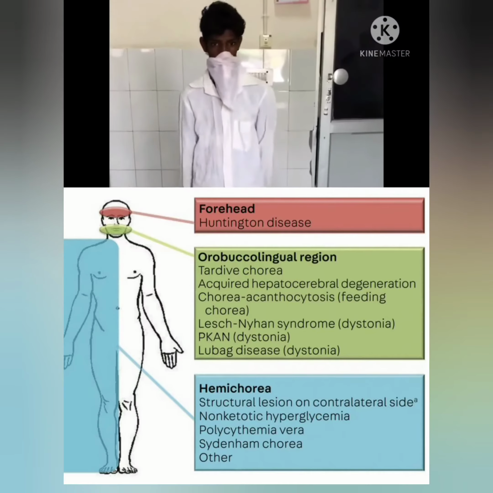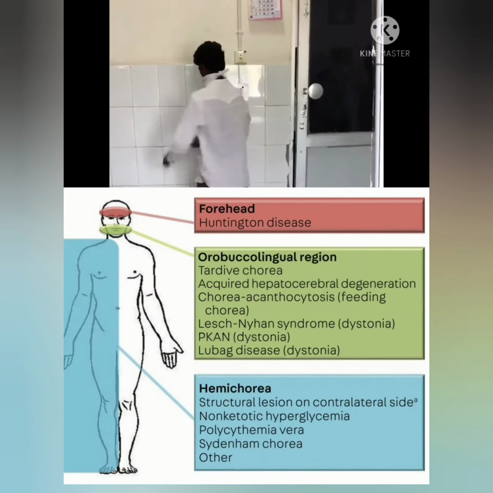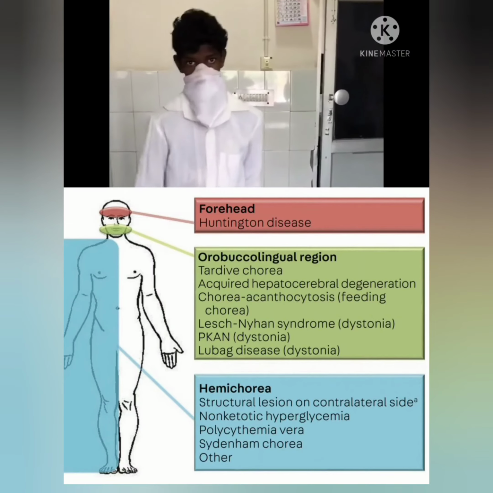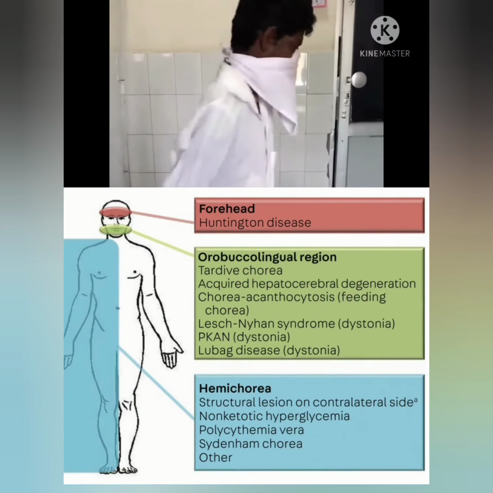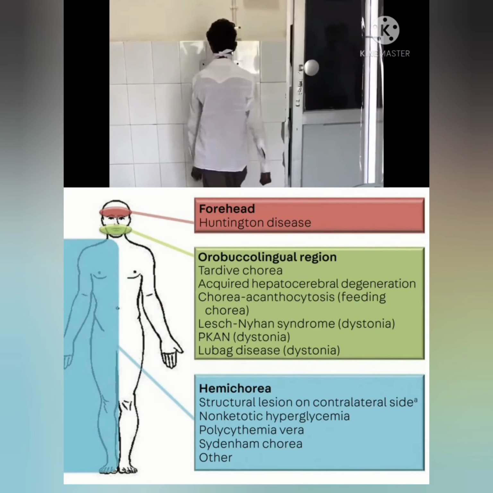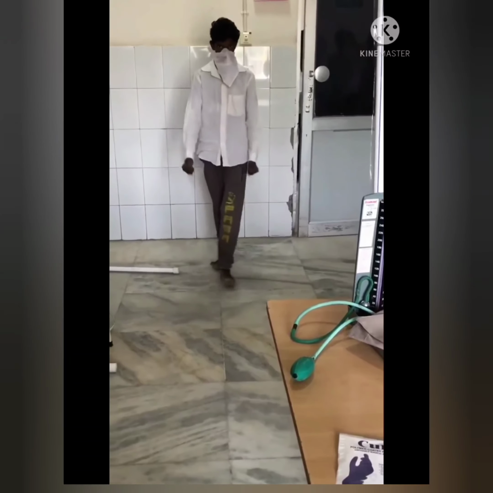Also, based on the site, we can rule out many diseases. If the face is involved, then Huntington's disease is seen. If hemichorea is present, then Sydenham's chorea can be seen, or there is a structural lesion on the contralateral side. So this was a brief video on chorea.